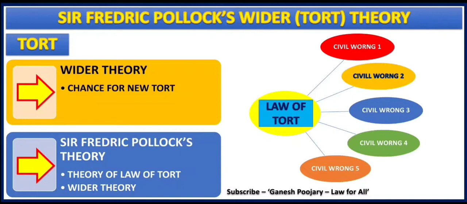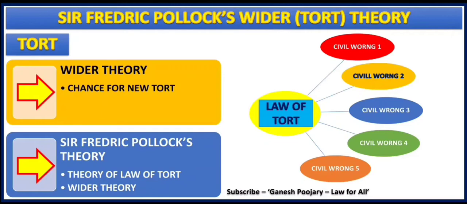There are civil wrongs, and if the plaintiff can prove that a civil wrong happened against him, in that case it will be considered a tort. So we can see this as civil wrong 1, 2, 3, 4, civil wrong 20, civil wrong 50. There can be any number of torts in this theory. That is why this is known as the wider theory, and this is famous because of what? Because it allows new torts to be considered inside the court. Now to understand this in detail, let's get into the next slide.